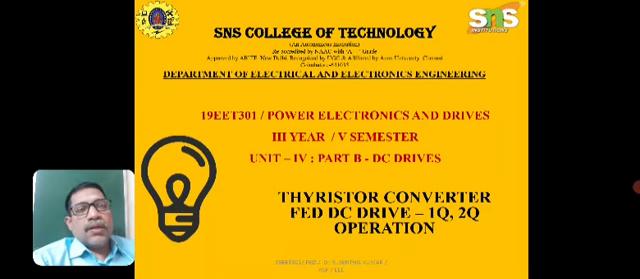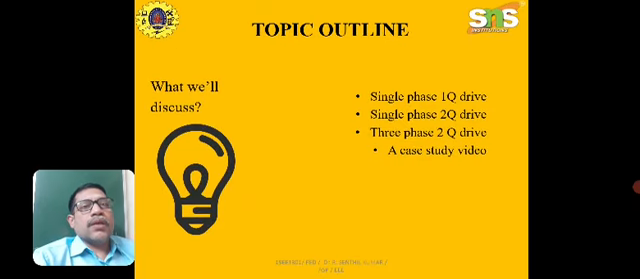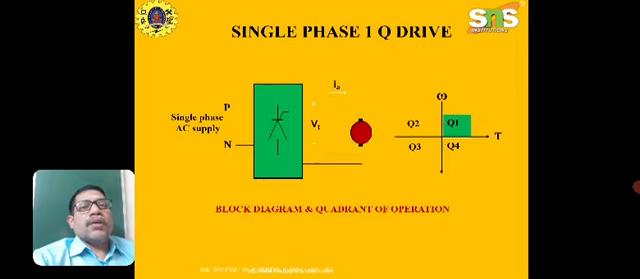Let me show here a thyristor converter fed DC drive, one quadrant operation and two quadrant operation. What we are discussing here is a single phase one quadrant drive. For a one quadrant drive, it may be one thyristor controlled rectifier or two thyristor two diode controlled rectifier. See here the block diagram of a single phase one quadrant drive.